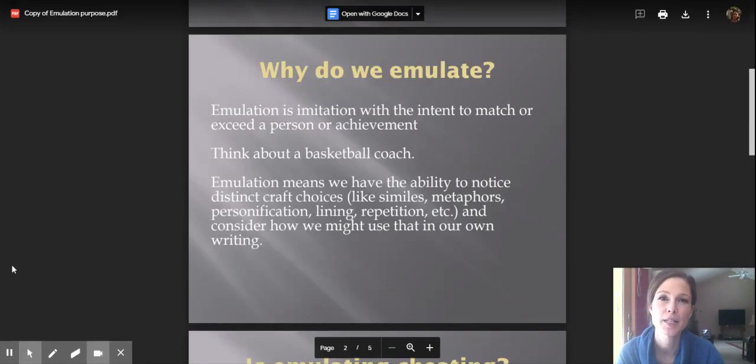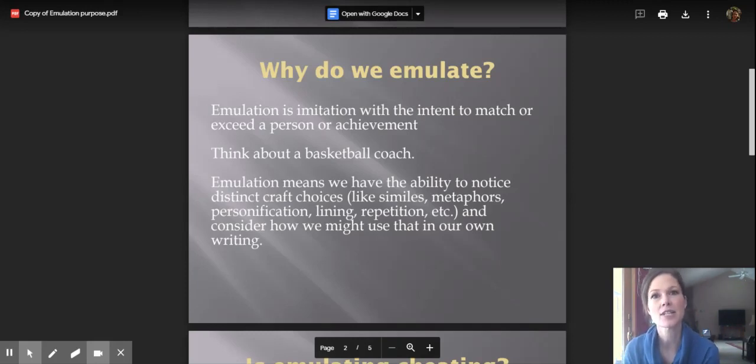So let's talk a little bit about the purpose of emulation. Emulation is imitation with the intent to match or exceed a person or achievement. So think about a basketball coach or a soccer coach, volleyball. When they're trying to teach you a new skill, they don't just stand off to the side and say, here's how you should do it. No, not like this. They don't just tell you what to do. They show you, and they show you where your hands should be and where your arms should be and where your feet should be. And they model it with you, and then you try it.